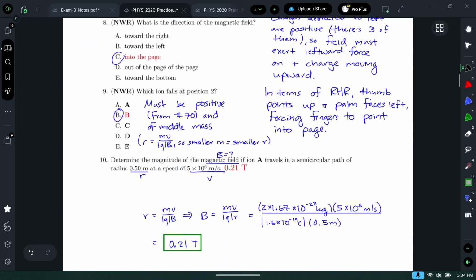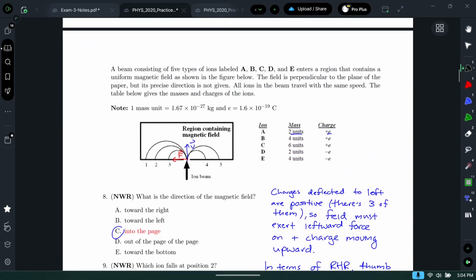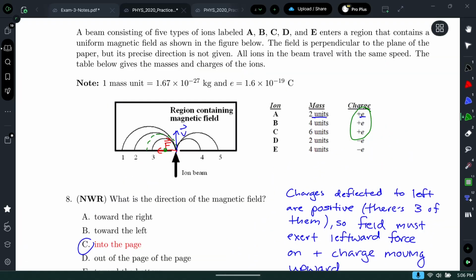All right, if I come to 8, I know that the charges are feeling a force to the left as they enter this region, because that's where the circles are. They're deflected off to the left when they enter. So I know enough about the velocity, which is my finger, and I know about my palm, which is the force, and I know they're positive charges, so I don't have to flip the direction of the force.